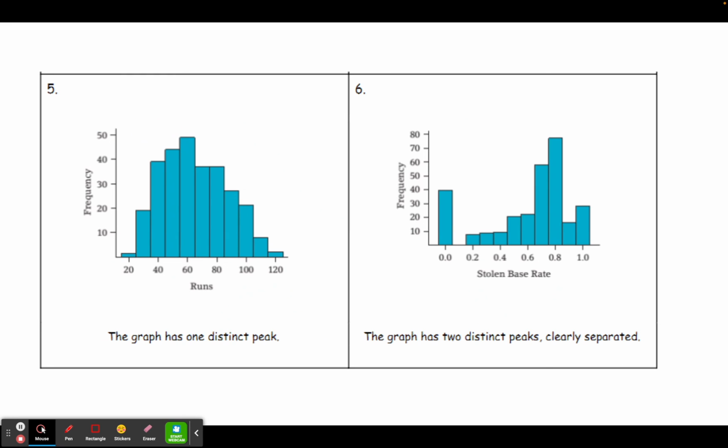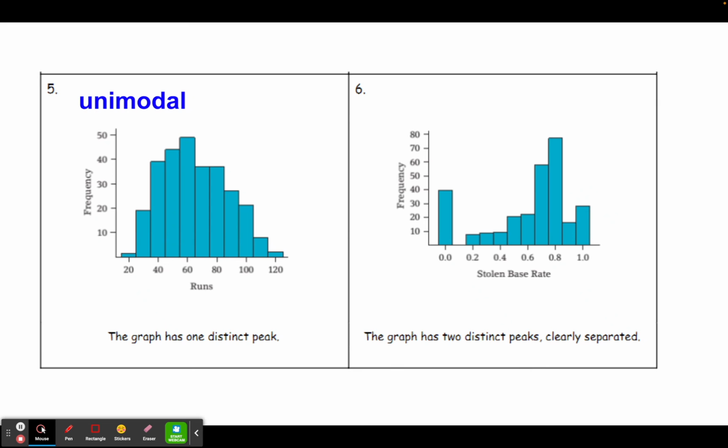Now, sometimes we also talk about the number of peaks that a data set has. That might be important to us for some reason. And in number 5, we have a graph that's kind of symmetric. The peak is a little bit off center, but it definitely has one distinct peak. So here we would say that this graph is unimodal.